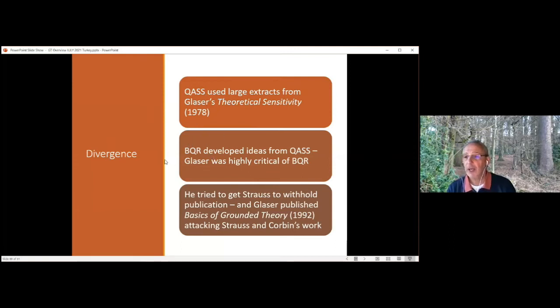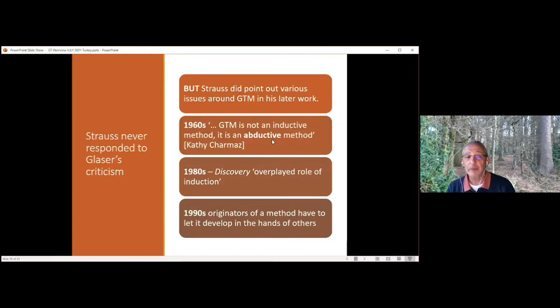And then in his later work, he takes some of that material and puts it into Basics of Qualitative Research. And Glaser attacks that book. He doesn't attack the early book. In fact, if you look at Basics of Grounded Theory, he actually says in the introduction, I tried to get Strauss to withdraw this book from publication, the Strauss and Corbin first edition. He's really annoyed by it, okay? Strauss never responded. You occasionally get people who say, oh yes, Glaser and Strauss had this big argument about grounded theory. Actually, Glaser had this attack on Strauss. Strauss hardly says anything about it. It's a very few things he occasionally says, okay?